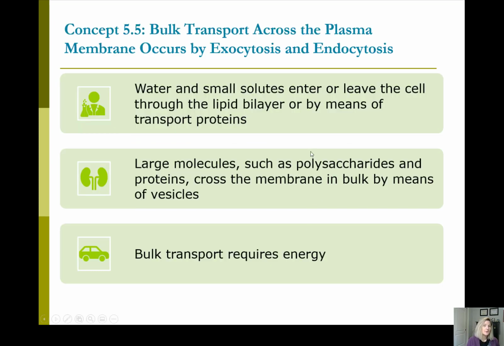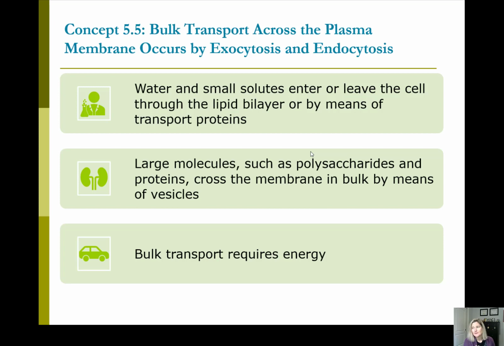Okay, so bulk transport across the plasma membrane occurs through two different processes. And if you remember from the last lecture, the Amoeba Sisters video kind of went over them. So we have exocytosis and endocytosis. In exocytosis, think exiting the cell. So that's when the cell is getting rid of a certain solute. Whereas endocytosis, coming in. Okay, so that's the difference between the two.